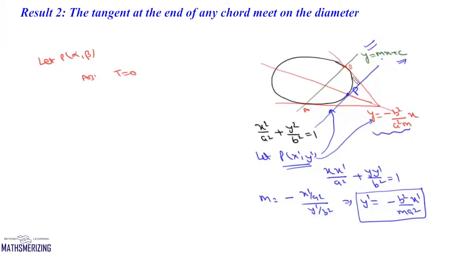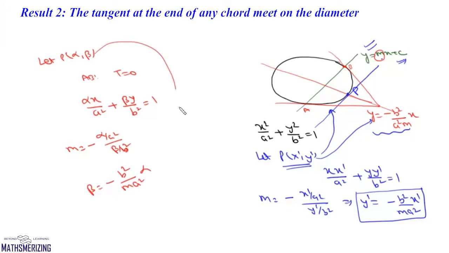So we can write this equation as alpha x upon a square plus beta y upon b square equals to 1. Now it is given that slope of this line is m. So if we find its slope, we can write m equals minus alpha upon a square upon beta upon b square. So from here again we can write beta equals minus b square upon m a square into alpha, which simply means this alpha beta will again lie on the diameter of this chord.